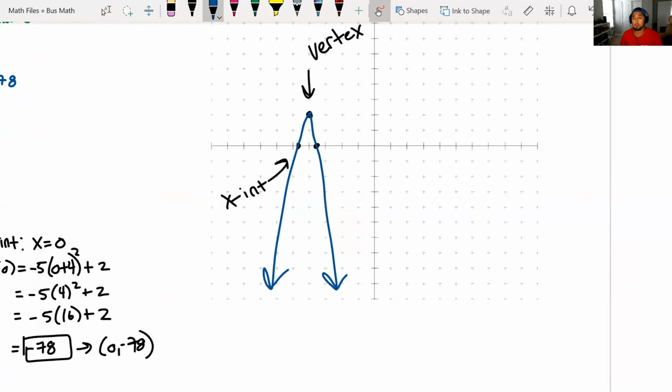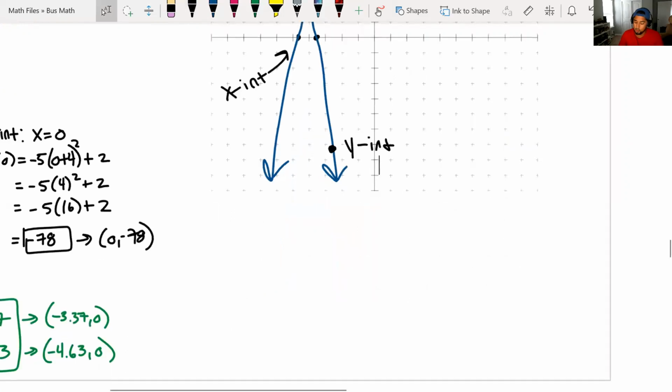And somewhere down there, you'll hit your y-intercept of -78, right? Let's just pretend. Let's say that's our y-intercept, just for pretend though. Because it should be on the y-axis, right? Or do I have room for pretend? Let me see.